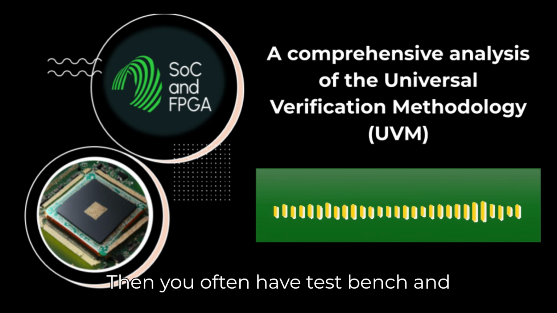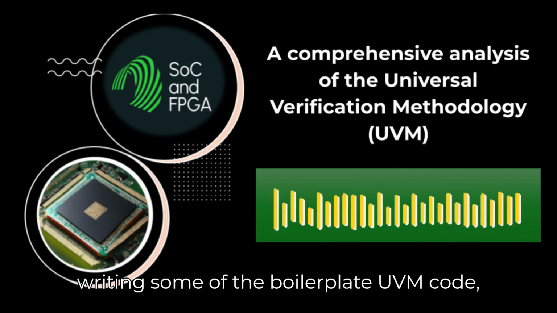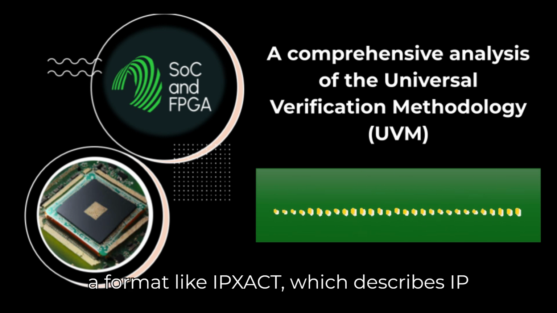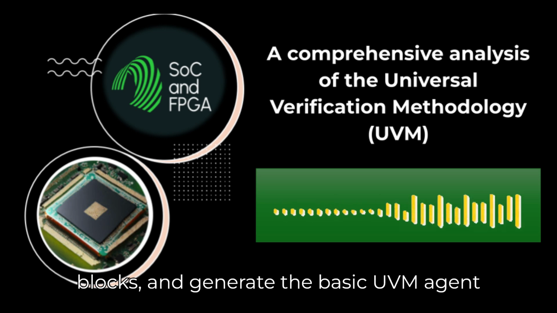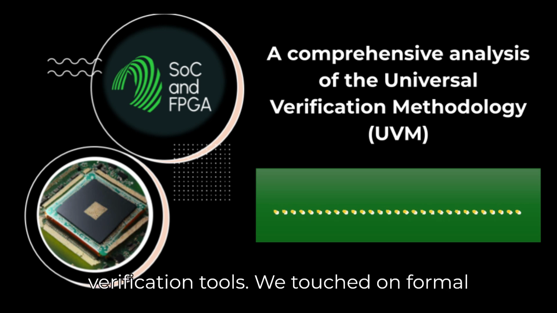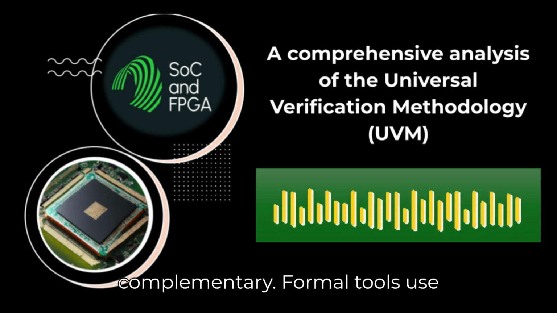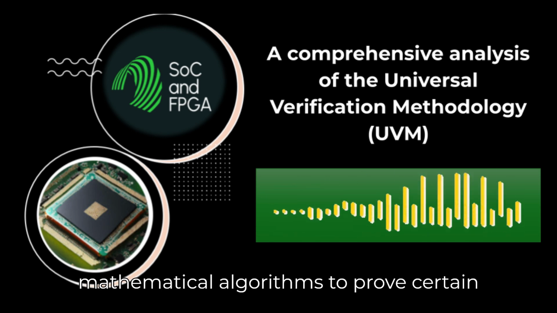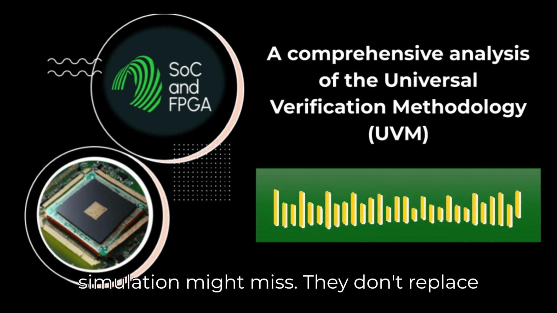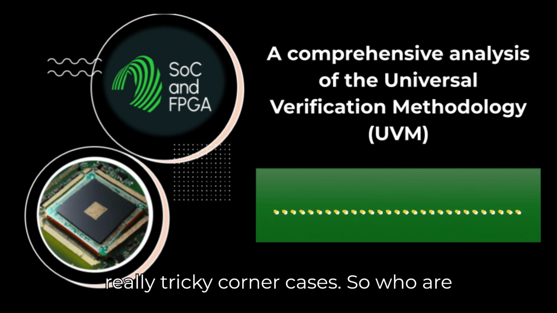Then you often have test bench and component generators, tools that automate writing some of the boilerplate UVM code. Speeding up development. Right. They might take a higher-level description, maybe in a format like IP-XACT, which describes IP blocks, and generate the basic UVM agent structure for you. And finally, increasingly important, are formal verification tools. We touched on formal briefly. How does it fit with UVM? They're complementary. Formal tools use mathematical algorithms to prove certain properties about the design, or find bugs simulation might miss. They don't replace UVM simulation, but they augment it, especially for control logic and finding really tricky corner cases.